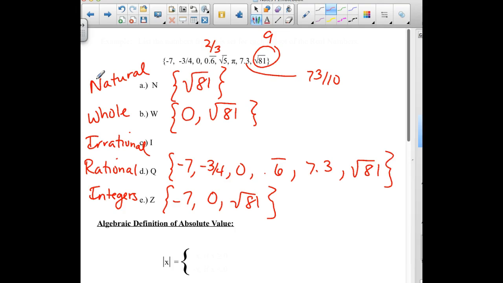So our last one is the irrationals. Those are the ones that we could not include in the rationals. So what are the elements up there that are not listed here as your rational numbers? We only had 2. The first was the square root of 5. The second was pi.